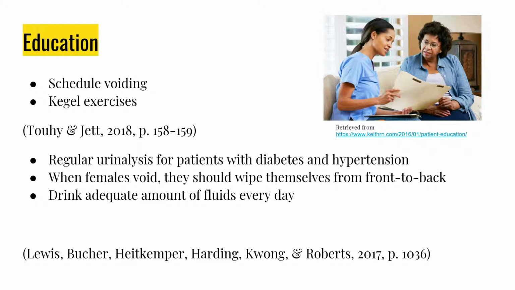In order to prevent UTIs, when females void, they should be taught to wipe themselves from front to back to prevent the spread of bacteria. And it's also important that they're flushing out their systems by drinking an adequate amount of fluids every day. And a good way to measure adequate fluid intake is by taking a person's weight in pounds and dividing it by half. The quotient is the number of ounces that a patient should drink in 24 hours.